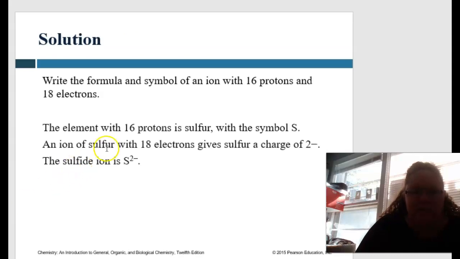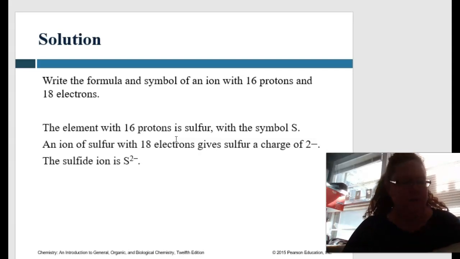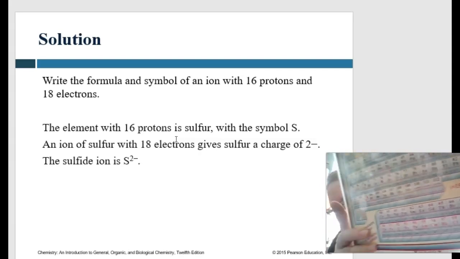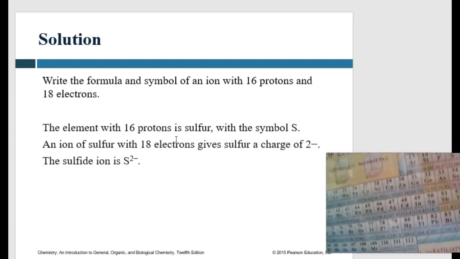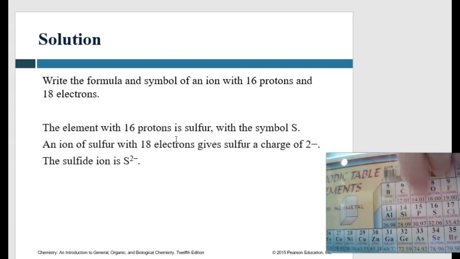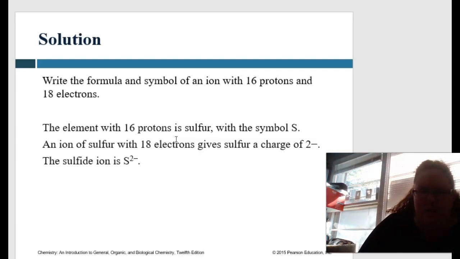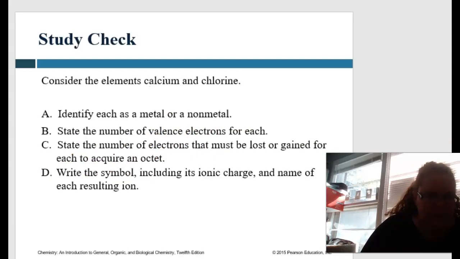All right, so an element with 16 protons is going to be sulfur. If you look at your fun little periodic table and you look for 16, you can see that's the one that has 16 protons. It's sulfur. It has the symbol of S. And an ion of sulfur with 18 electrons is going to give that sulfur a charge of -2. So the sulfide ion would be written as S minus 2. Okay. All right, pause me again.